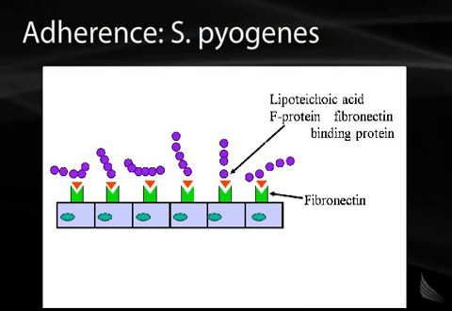This next slide shows a figure of adherence with Strep pyogenes. Strep pyogenes has its F protein, which binds to fibronectin. It's also called the fibronectin binding protein. You can see these little purple circles have these red triangles which are on their cell membranes, binding to the receptor on the tissue and helping it adhere to it. From there, it can set up its infection.